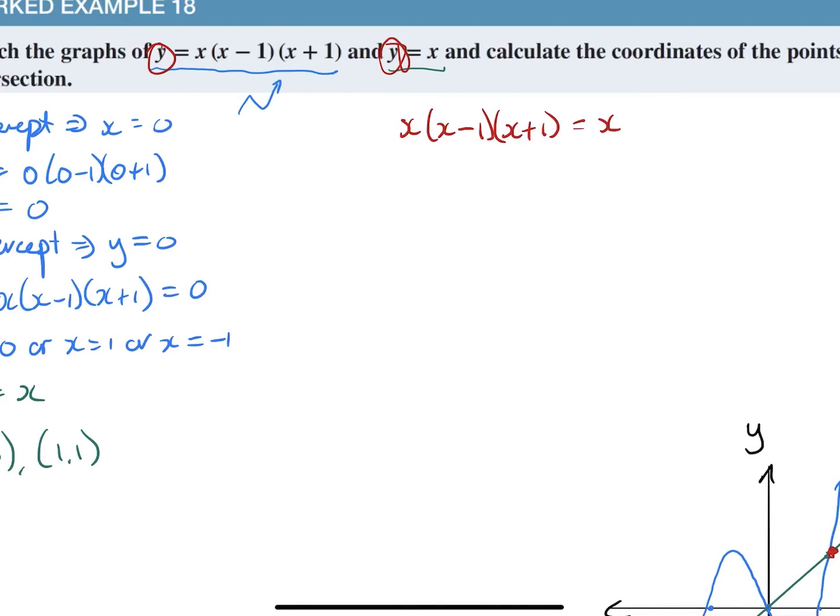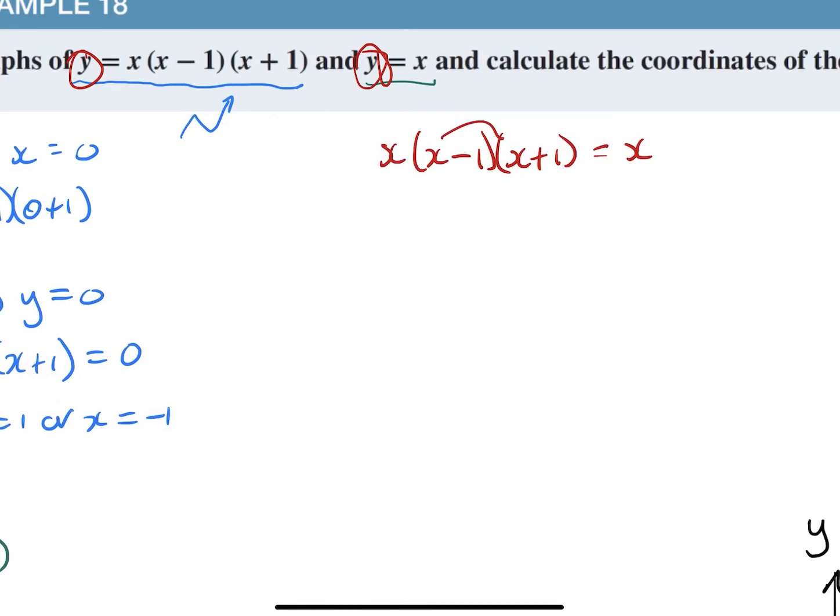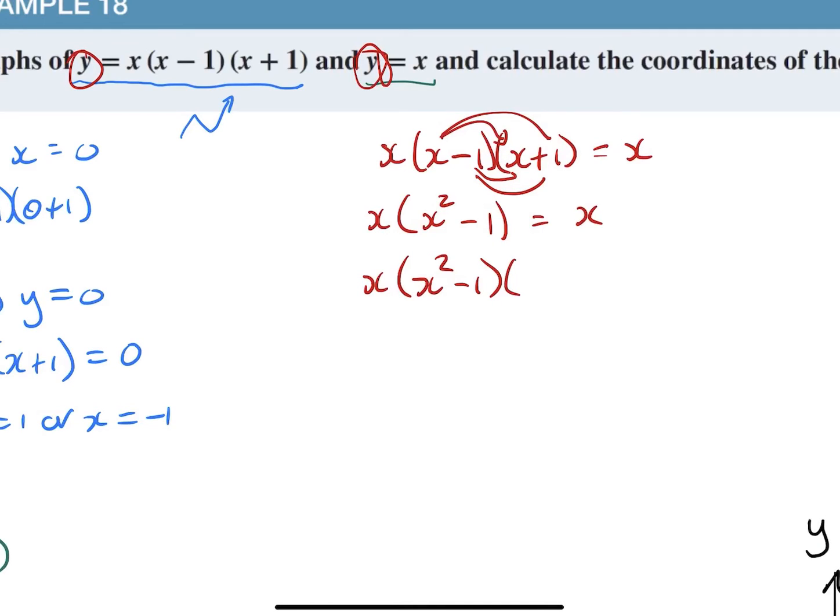Now again, don't divide by x. Please don't divide by x. You're going to make a mess. What I'm going to do is expand my brackets first. That's going to be x times x. x times x is x squared, plus x minus x is 0. 1 times plus 1 is negative 1, and that's going to be equal to x. Okay, I am going to bring x over to the other side. It becomes x squared minus 1, and then I also have, take away x, which equals 0.